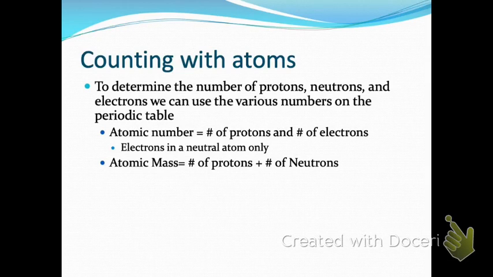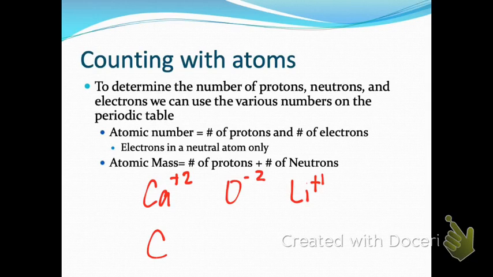How do we know if the element is neutral? Unless you have a charge written in the top right corner, it'd be considered neutral. So if we ever see elements like this, those all have charges, right? But if we just see Ca or O or Li, that means they're neutral. Good question. Okay? So we can assume it's neutral basically unless stated otherwise.